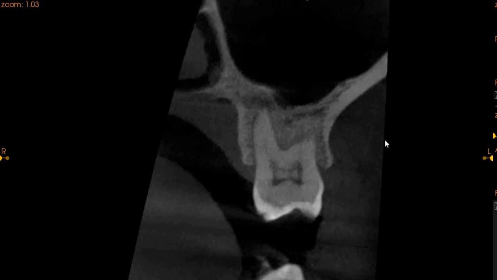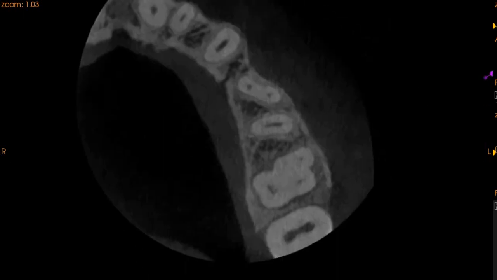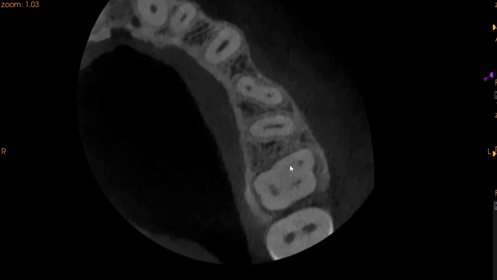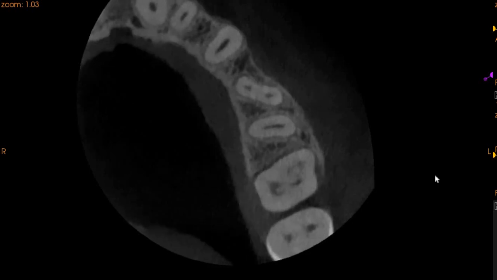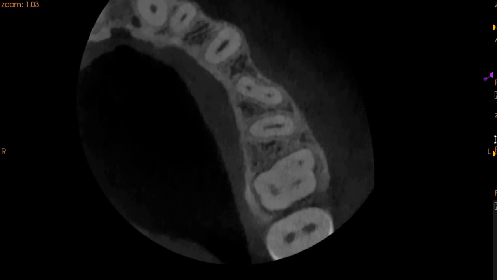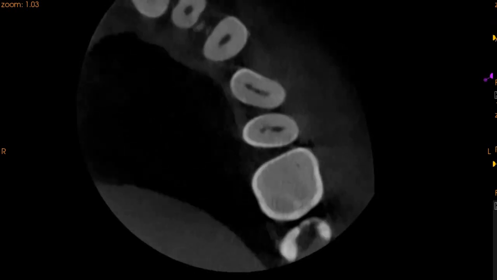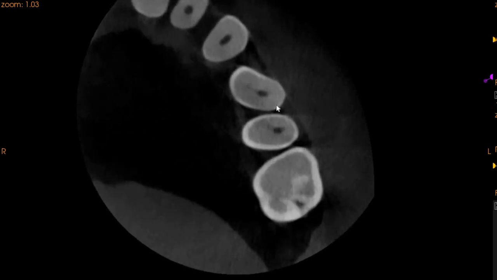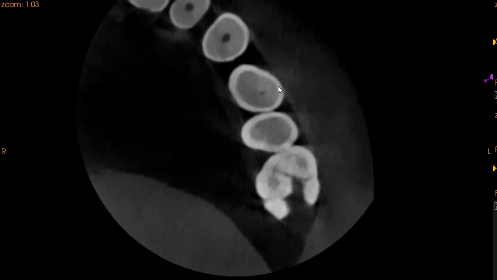Taking you to the axial view. On the axial view, you can very clearly see 2 canals in the 4, 1 in the 5, and then here you can see MB1, MB2, distobuccal and palatal. Again, no cracks can be observed on this view other than, like mentioned, a crack in the 4. That's the only crack we see right there.